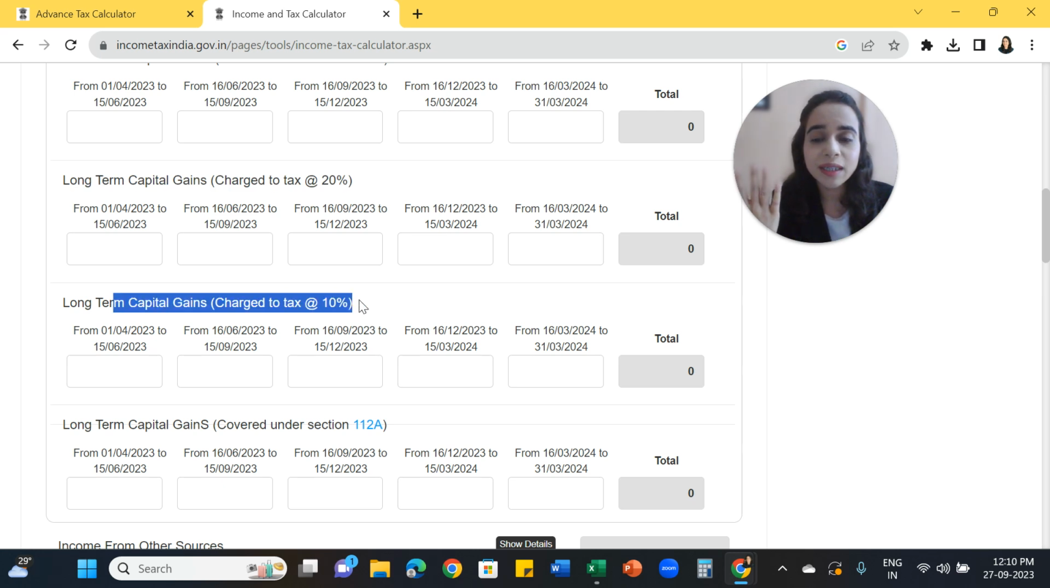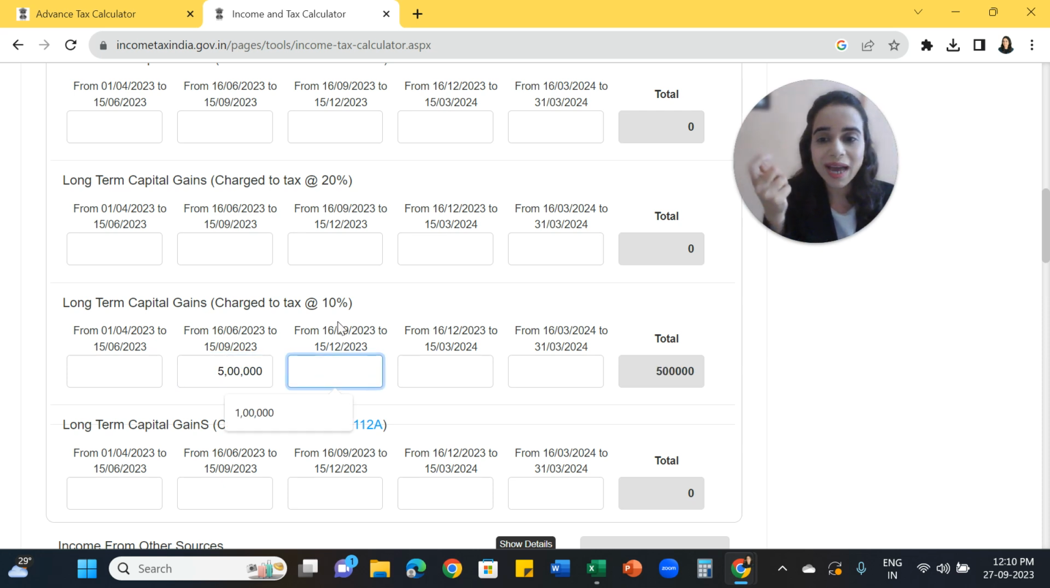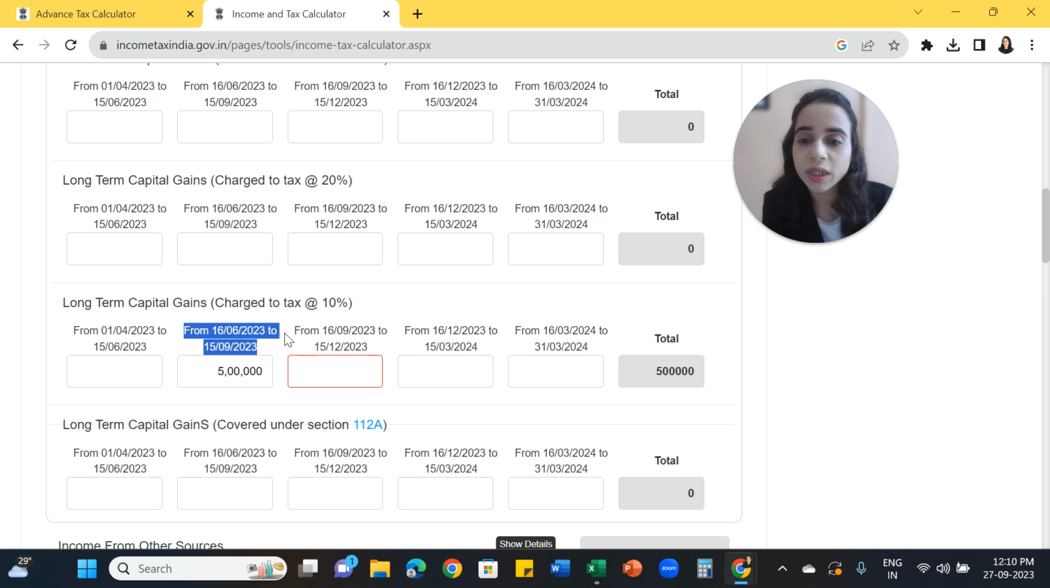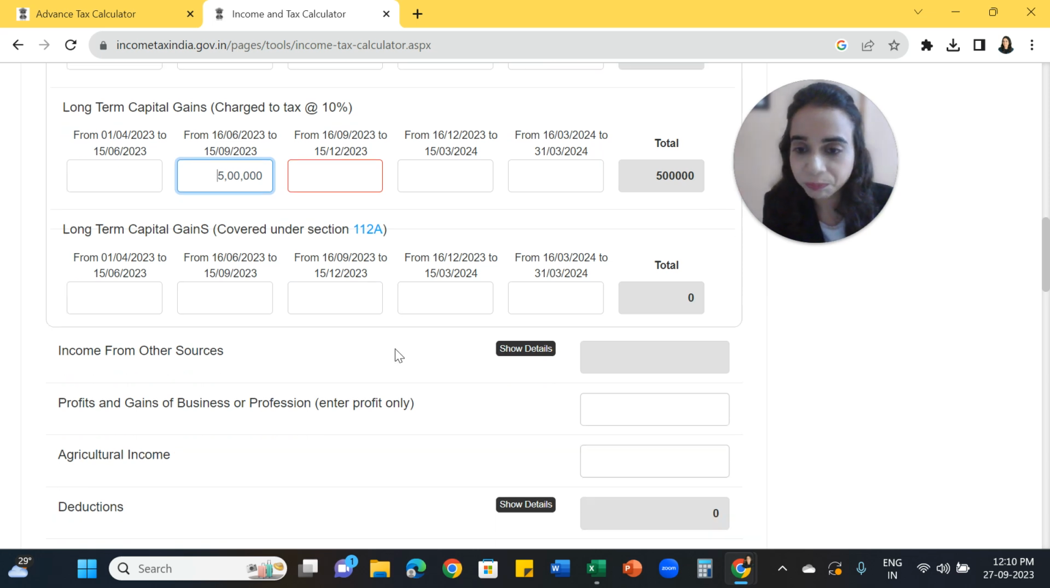This is long-term capital gain which you have made on equity, which is taxable at 10%, but in excess of rupees 1 lakh. So let's say if I have made 5 lakh, so 1 lakh will be exempt, and on the excess amount of 4 lakhs, 10% will be charged. And this is about in which quarter you made the profit, made the gain. Quarter 1, this is quarter 2, quarter 3. So I assume that I have made it in quarter 2. This is 112A if you have shares which were purchased before 31st January 2018.